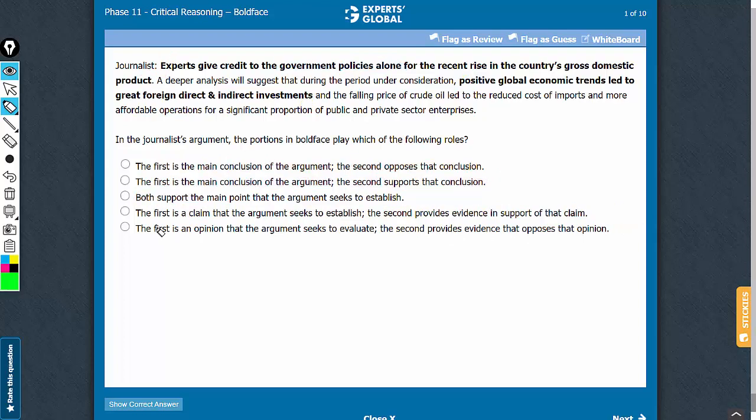Let's confirm answer choice E now. We know that the first boldface is a stand that the argument seeks to refute. The second boldface is a consideration that supports the argument's main conclusion. The conclusion is that the government policies alone are not responsible for the recent rise in the country's GDP. Answer choice E says that the first is an opinion. Yes, it is an opinion of these experts here. An opinion that the argument seeks to evaluate.